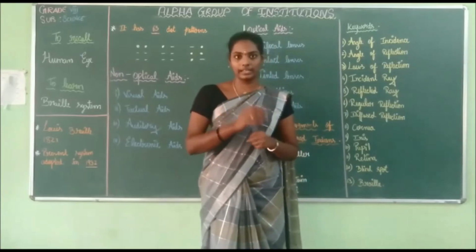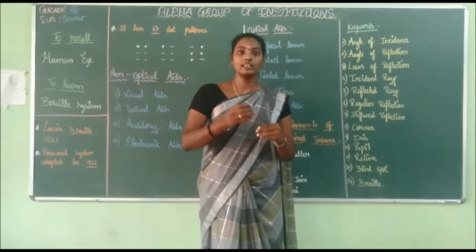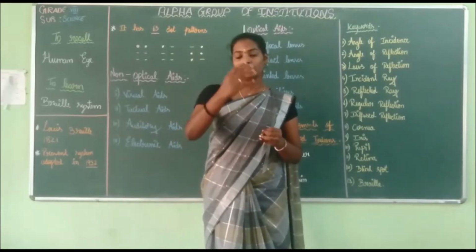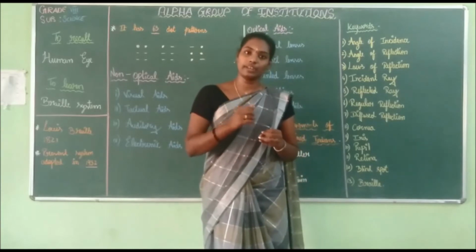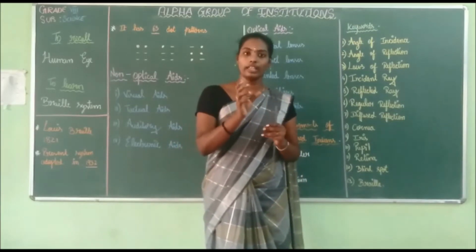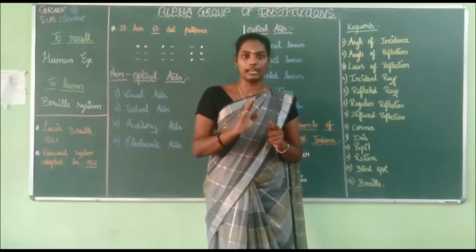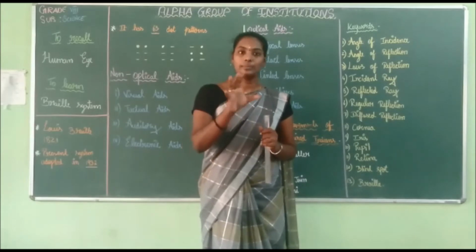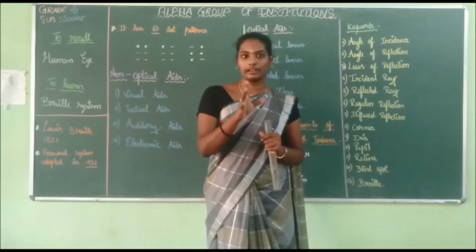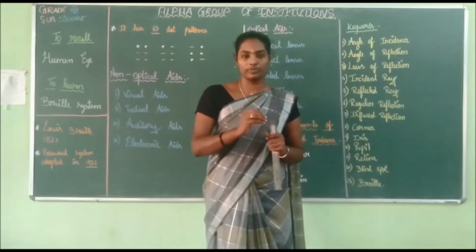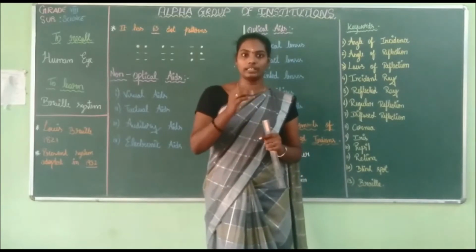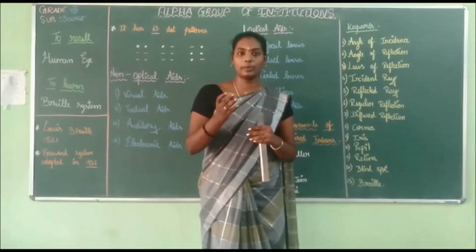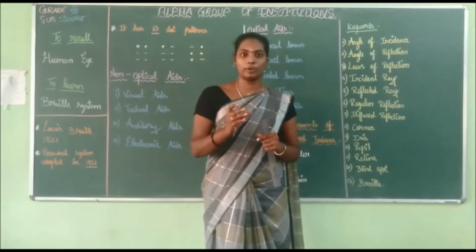And then short-sightedness. Short-sightedness means the person can see nearby objects, but can't see distant objects. This defect can be cured by a concave lens with the appropriate focal length. And then astigmatism. Astigmatism is a blurred vision. And then presbyopia. Presbyopia occurs only in old age people. This defect is also cured by a convex lens with appropriate focal length.